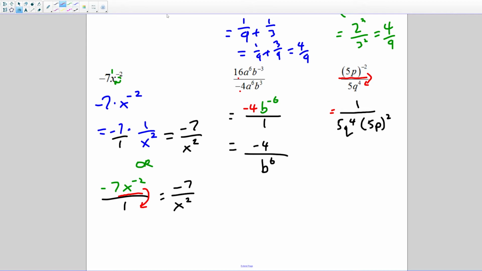So we'll go ahead and simplify. I'm going to distribute this 2 to both the 5 and the p. So we are left with 1 over 5q4, 5 squared, p squared. And if I go ahead and simplify everything, 5 times 5 squared gives me 5 to the power of 3, which is really just 125. And then I have q4 p squared.